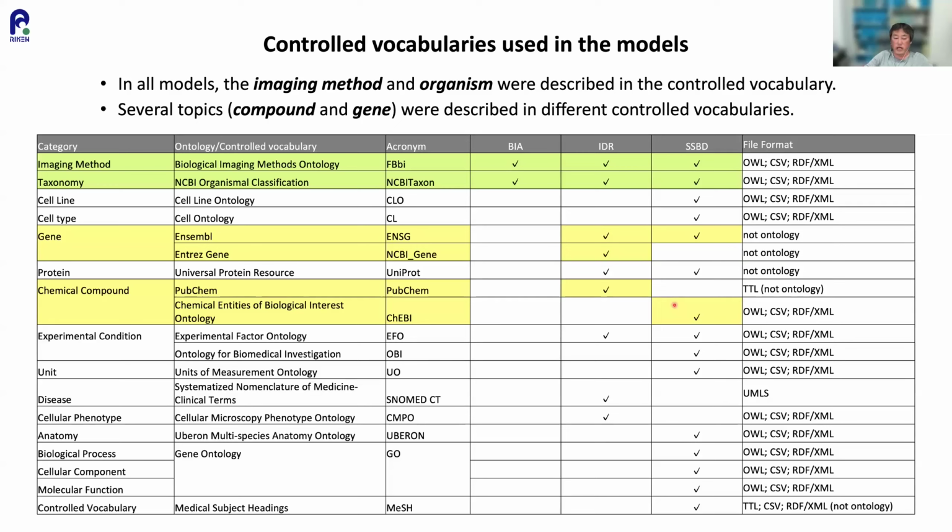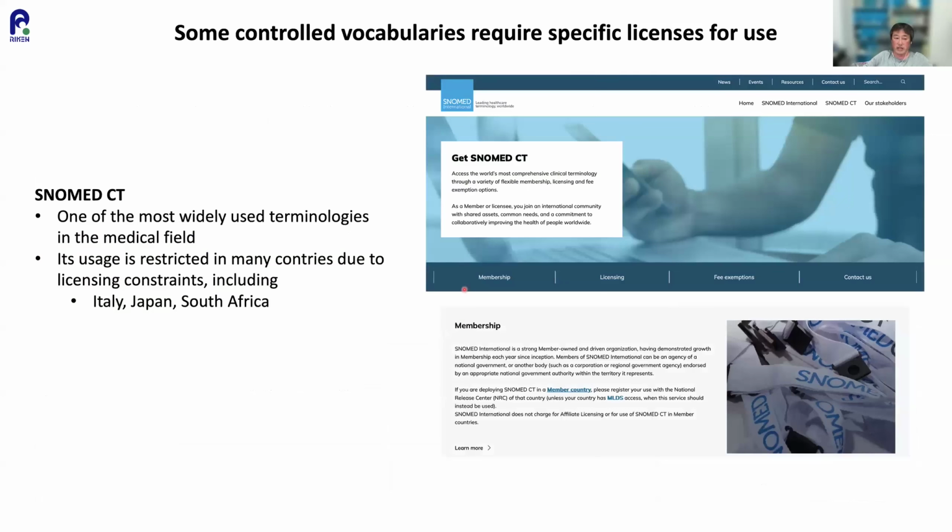For data harmonization, and also when looking into controlled vocabulary, we have another problem. Some controlled vocabularies require a specific license. Typically, SNOMED CT is one of the most widely used terminologies in the medical field, but it needs a license, so its use is restricted to member societies and member countries. Many countries don't have a license, including Italy, Japan, South Africa, and many others. So that's a problem.